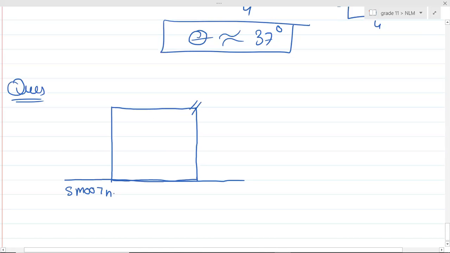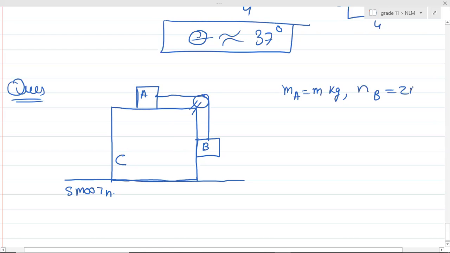And I connect it to a pulley, which is then connected to a block. And another block. So there is this block A, this block B, and this block C. The mass of A is m kg. The mass of B is 2m kg. And the mass of C is 4m kg.